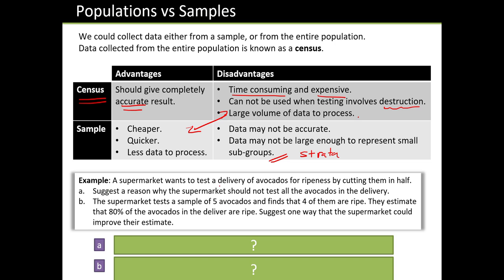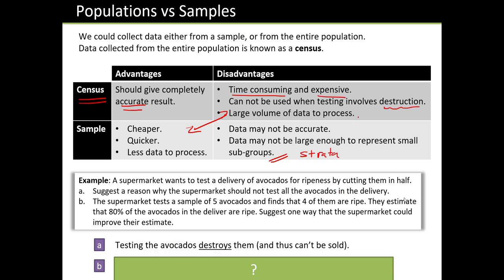We've got a quick question here. It says, a supermarket wants to test the delivery of avocados for ripeness by cutting them in half. Suggest a reason why they shouldn't test them all. Well, we wouldn't have any avocados left if we do that. So destroy is the word that comes up here again.